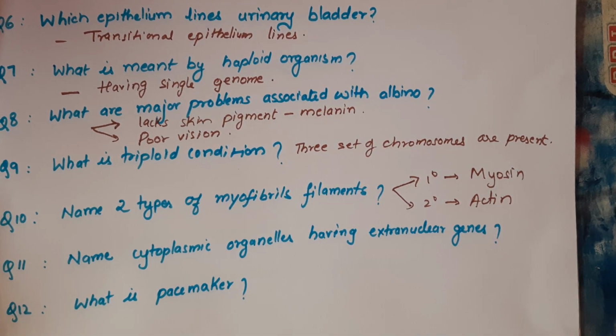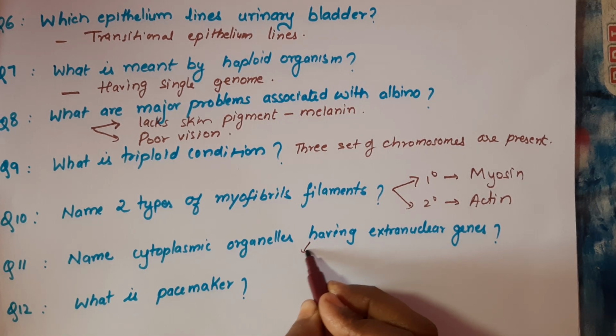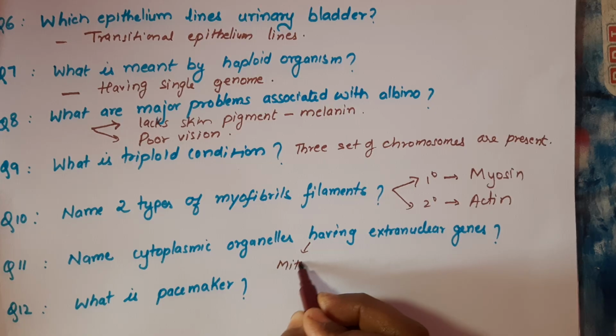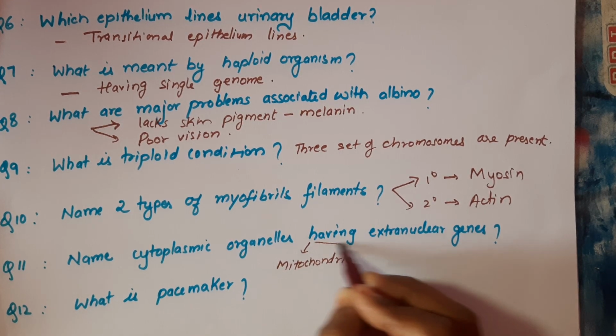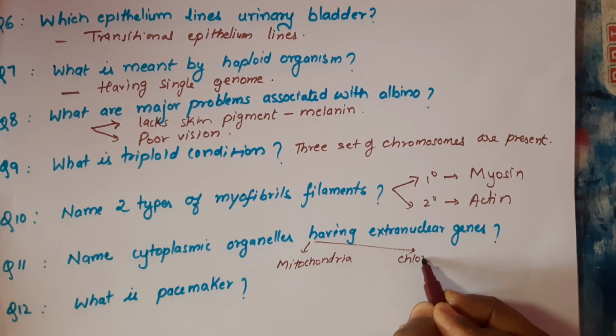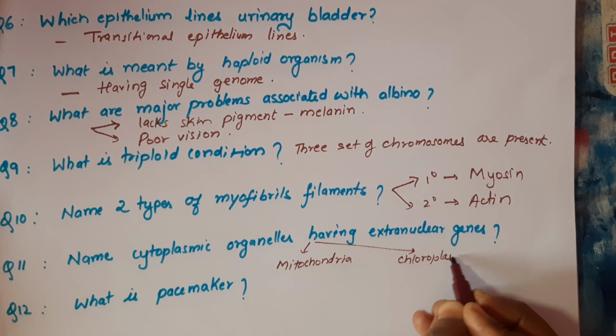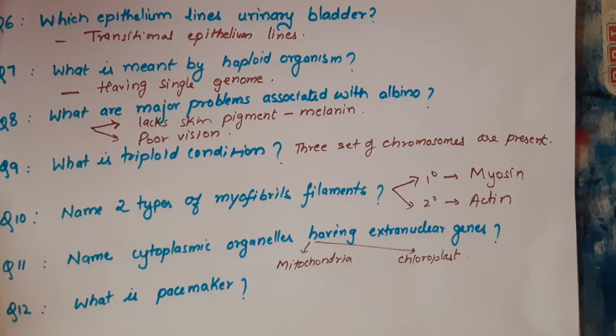The next question is, name the cytoplasmic organelles which possess extranuclear genes. There are two organelles: one is the mitochondria and the other is the chloroplast. Both these organelles possess the extranuclear genes that are also known as plasmagenes.